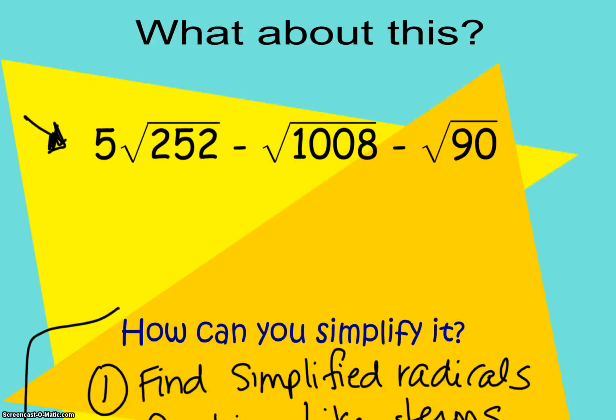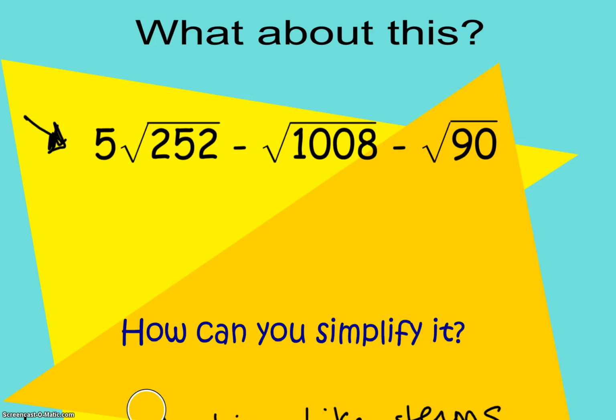So let's work this example. I need to take the prime factorization of 252. So 252 divided by 2 is going to be 126. 126 divided by 2 is 63.